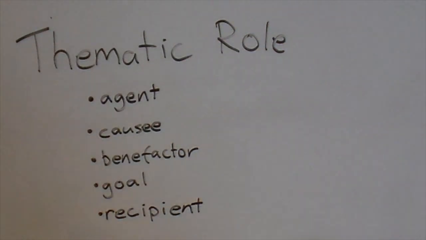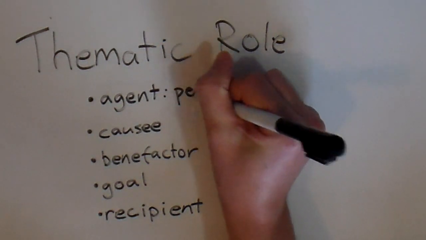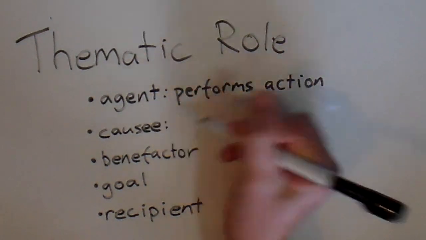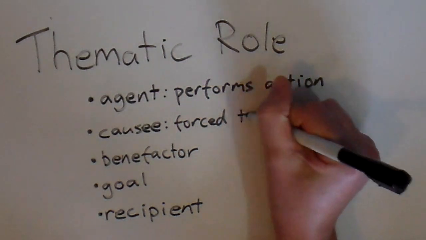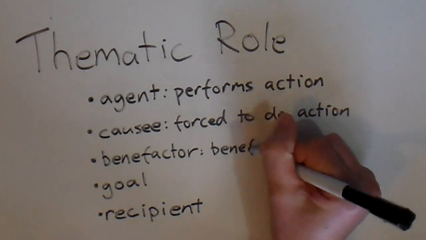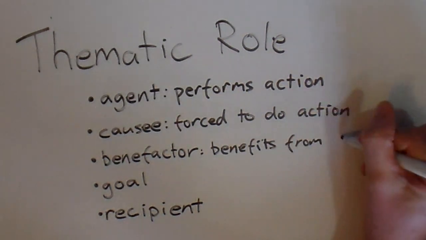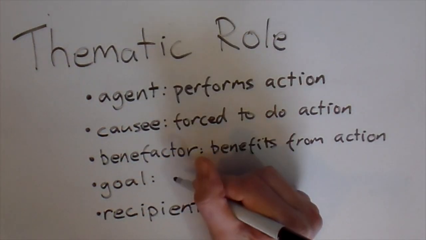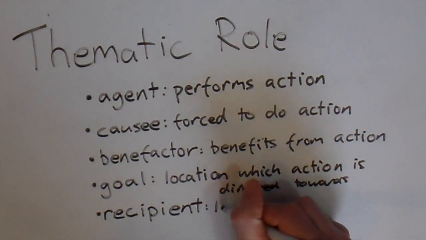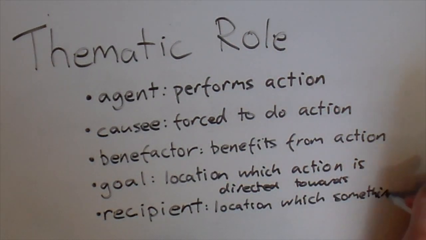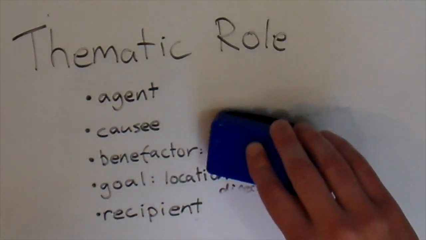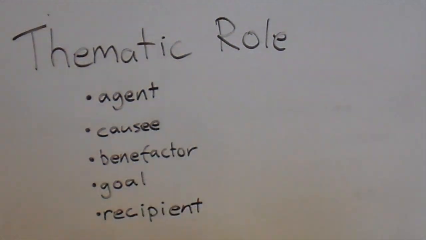and recipient. An agent deliberately performs the action. It is the doer of the action. Causee is someone or something that has been forced to do the action. A benefactor is someone or something that benefits from an action being done. A goal is a specific location in which an action is directed, and a recipient is a specific location which something is transferred to.